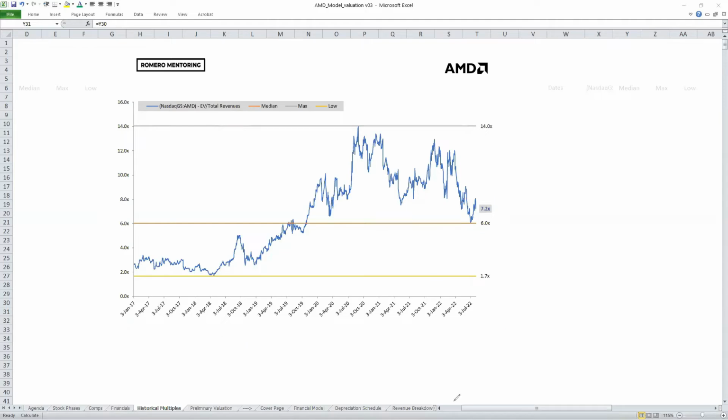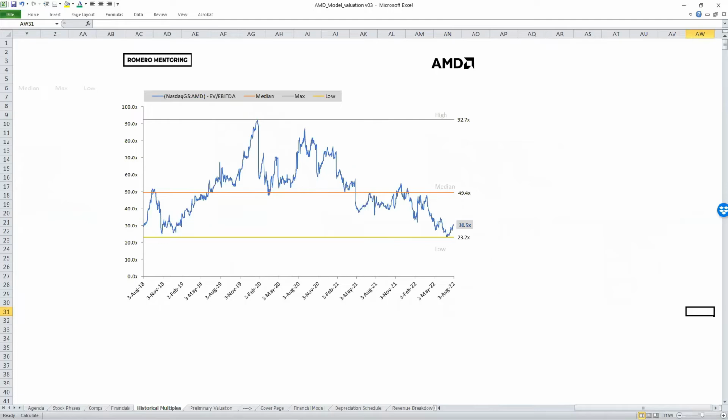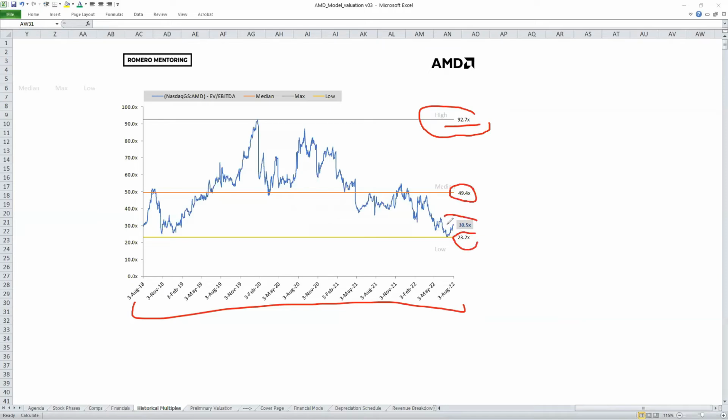Let's take a look at EBITDA. Okay, from an EBITDA standpoint, you can see right here, this paints a different picture, right? The all-time high over the amount of time that we have here, 4 years, was a 92 times EBITDA multiple. The median is 49 times, and the low is 23 times. So as of now, the stock has a 30 times EBITDA, okay, based on these historical figures, which means that on an EBITDA basis, this stock is trading near its all-time lows over the last 4 years, okay?